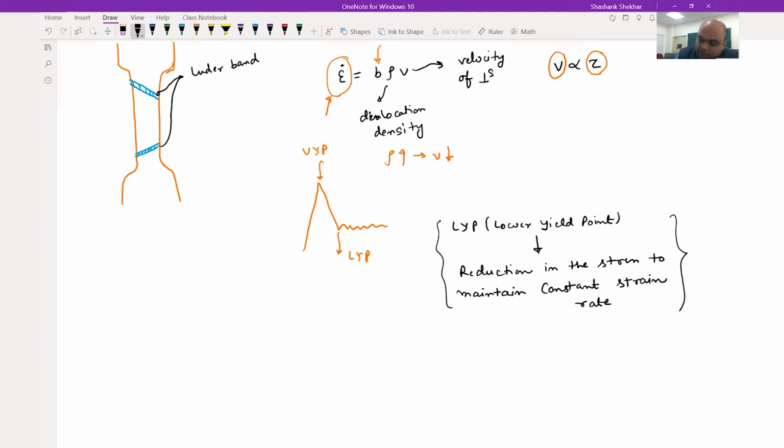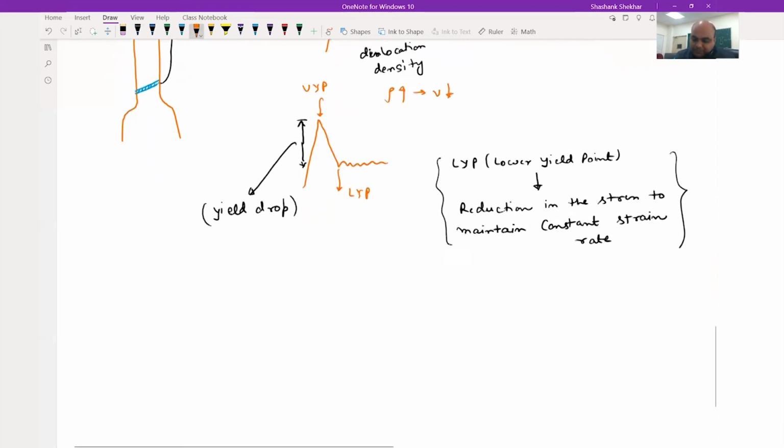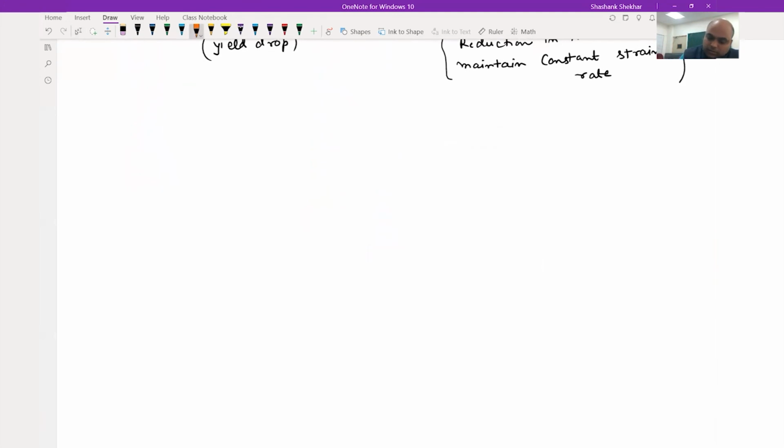Okay, and this drop from upper yield point to lower yield point, this particular drop is called yield drop. Okay, so the more the reduction in the stress is, you will observe the yield drop to be more. Okay, so this is the genesis of upper yield point and lower yield point. Now let's understand, why do you see the fluctuation? So the question is, why fluctuation?